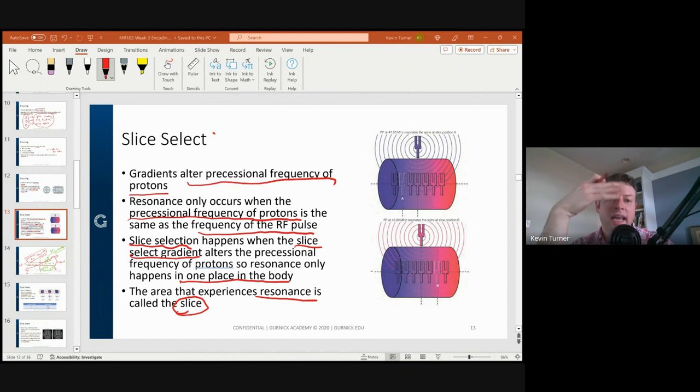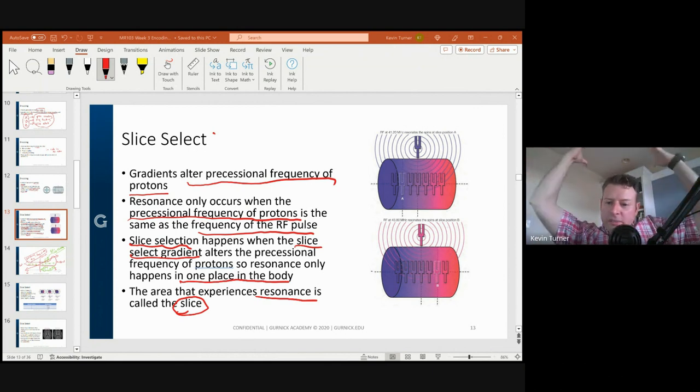When one of the gradients, X, Y, or Z, does the job of slice select, it is turning on and changing precessional frequency. Then we choose RF energy that only matches the precessional frequencies of protons in the slice. Only those protons are pushed from the longitudinal plane into the transverse plane, so only those protons make the signal. All of the protons outside of that slice don't experience resonance. The RF energy just passes right through those protons and doesn't interact with them.